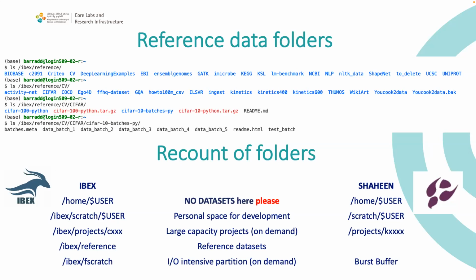Like, for example, the home, the scratch, the project, they are pretty much the same name across the two different computers. What is different, for example, is that in Ibex we have something called fast scratch, which is similar to the burst buffer. So you see that details are actually shared between the two supercomputers. So it's not confusing. We're not naming different things in a different way.